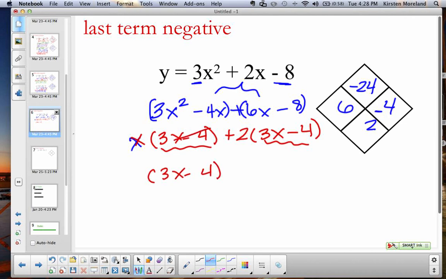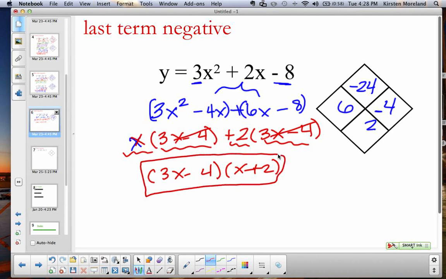So those are gone. The leftovers get written in the next set of parentheses, so I'm left with x plus 2. Again, I would FOIL it out to check, but for the sake of time on this one, do that on your own.